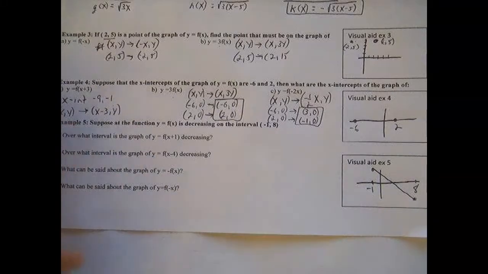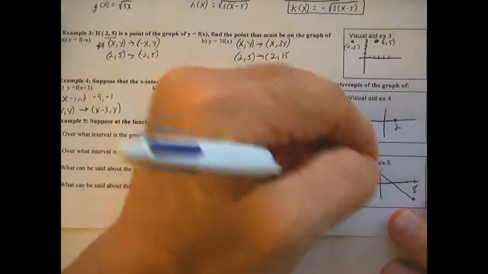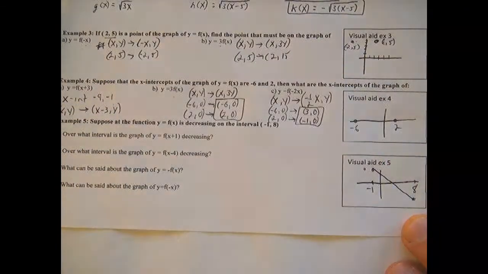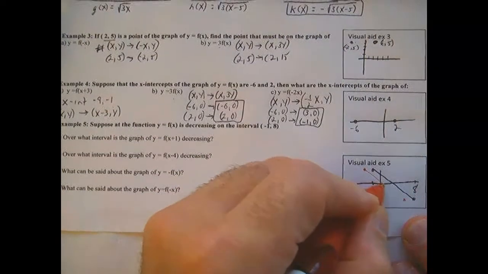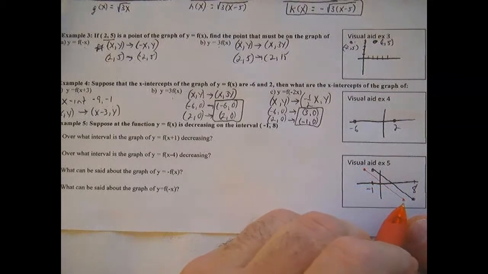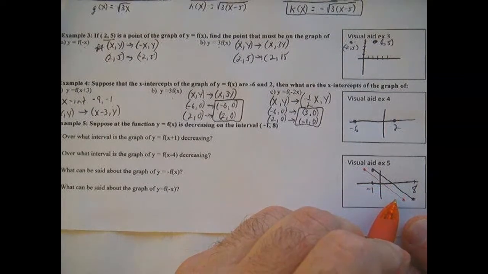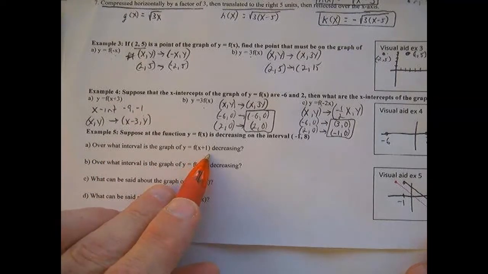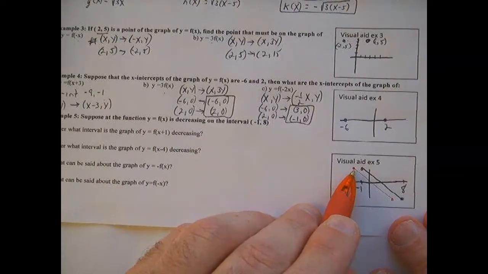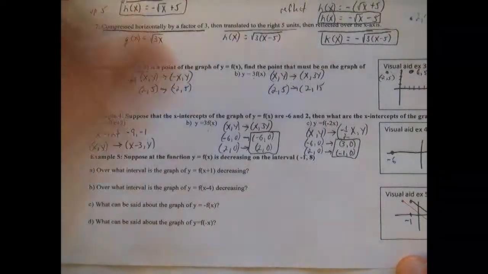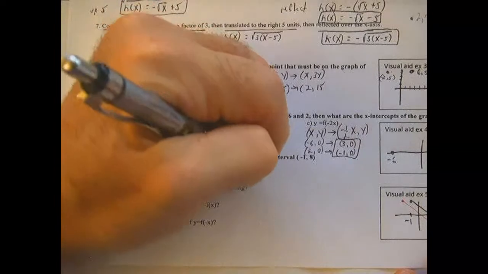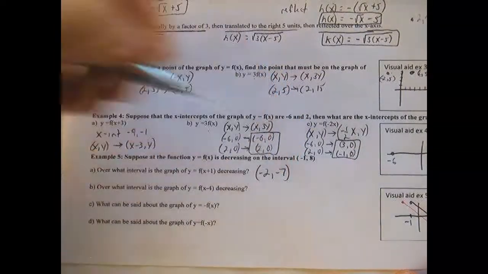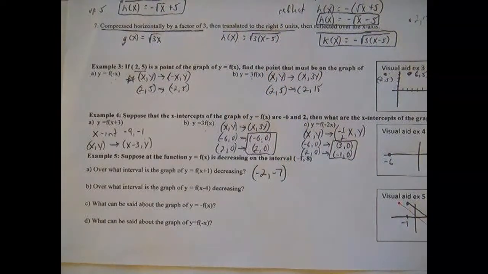So f of x plus 1 would look something like this. Instead of starting at -1, it would start at -2, and instead of decreasing to 8, it will decrease to 7. That's the function moved over 1 unit to the left. So over what interval is this function decreasing specifically? It's decreasing on the interval from -2 to -7. And we call those open intervals, remember, when we talk about increasing and decreasing.